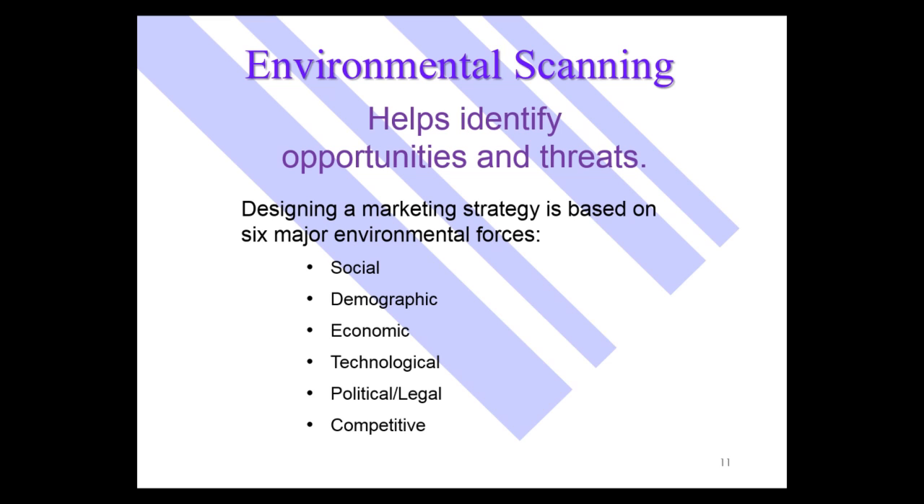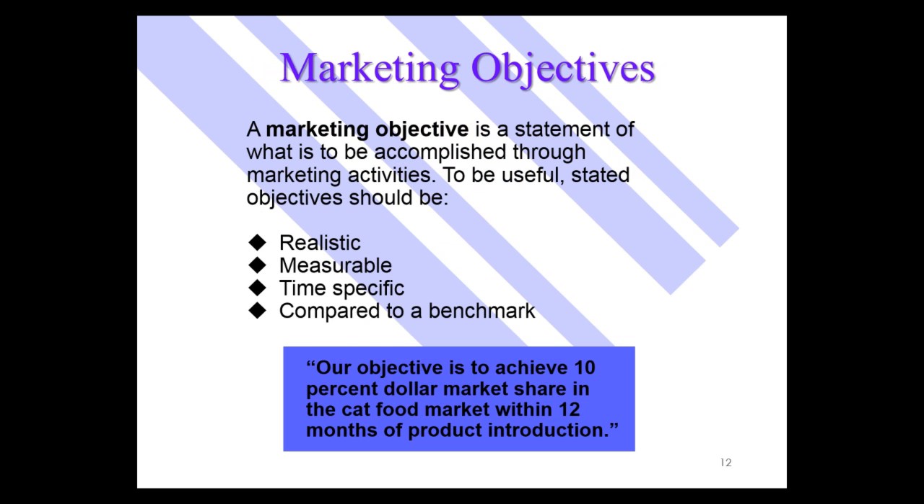From all of that situation analysis come your marketing objectives. Now, a marketing objective is a statement of what you want to accomplish. So it's going to be, here's what we're going to do, but you want it to be realistic, measurable, time specific, and compared to some benchmark. An example of a marketing objective would be, our objective is to achieve 10% dollar market share in the cat food market within 12 months of product introduction.